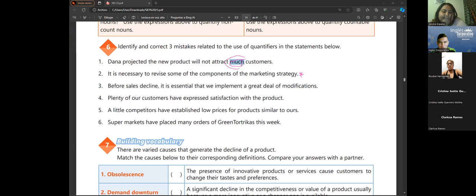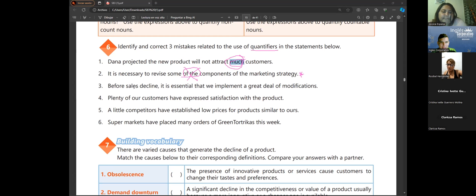Well, we found one, right? Miss Jessica says that the mistake is "some of the." We need to eliminate this, some components. Okay. We need to find only three mistakes related with quantifiers.